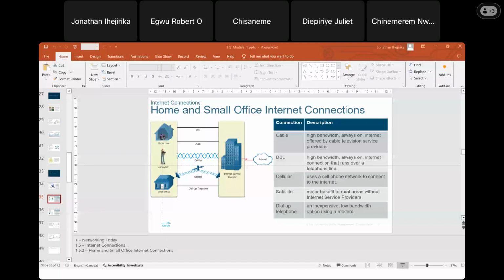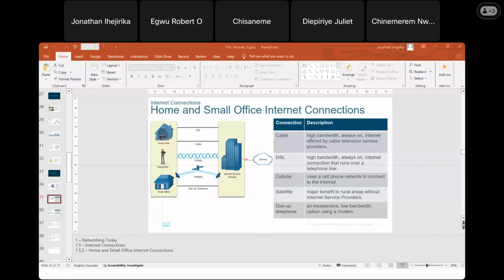We have the DSL, that is the digital subscriber line. It also has a high bandwidth. It's always on. Used for what? Internet that runs over a telephone line. We also have the cellular. Yes, the cellular. It uses the cell phone network to connect to the internet. That is your mobile phone now. What it uses to connect to the internet is the what? Cellular. Then the satellites, which we all hear and know.